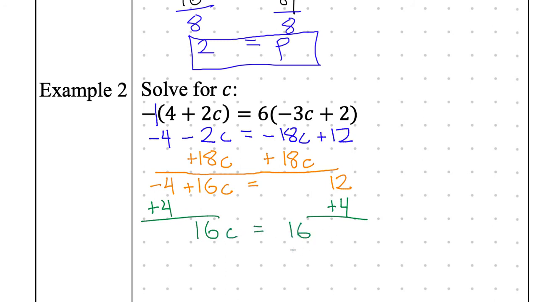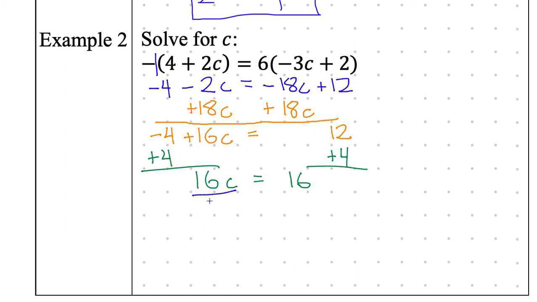And our final, last step. Let's go with Esha. You would do 16c divided by 16, and then you would get c equals 1. There it is, done.